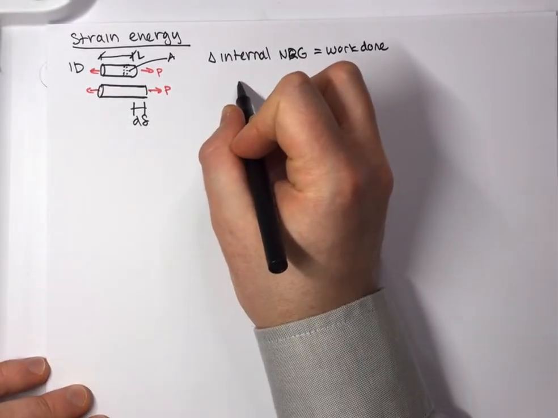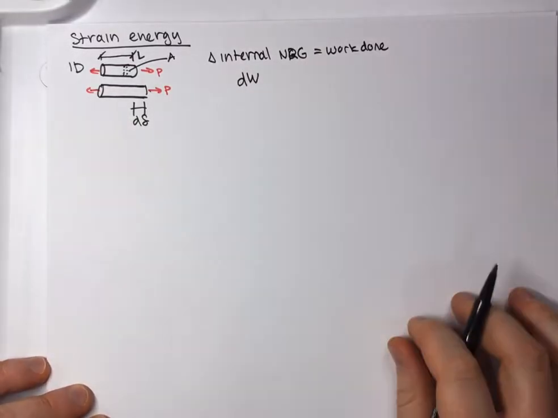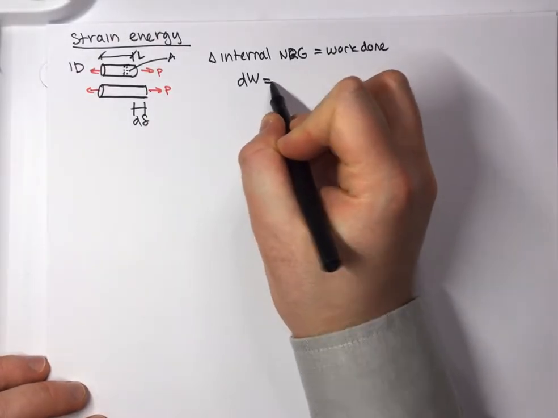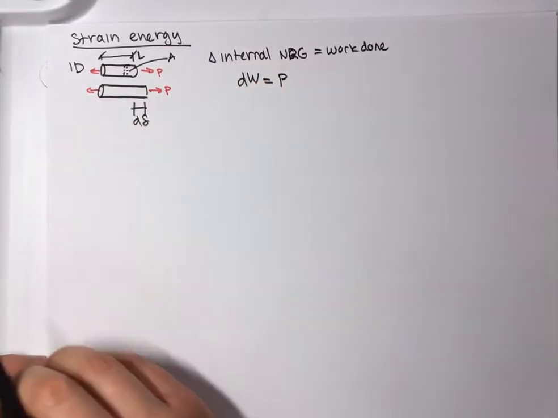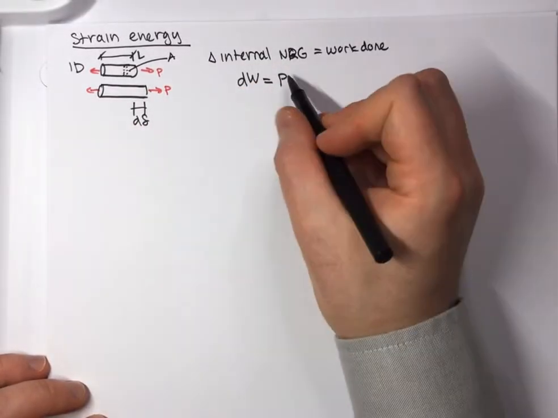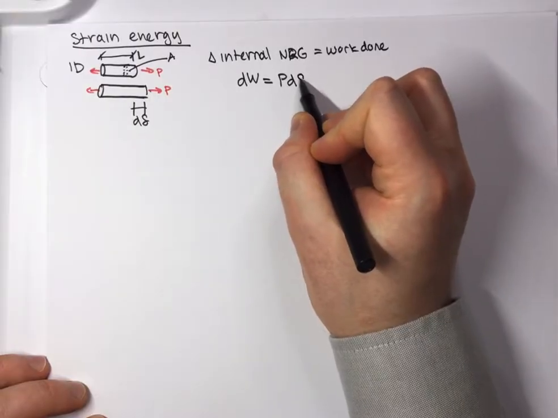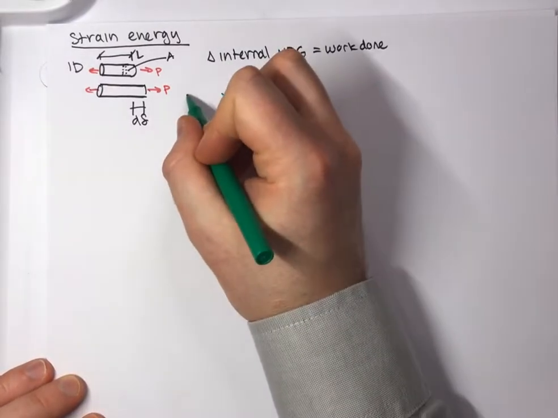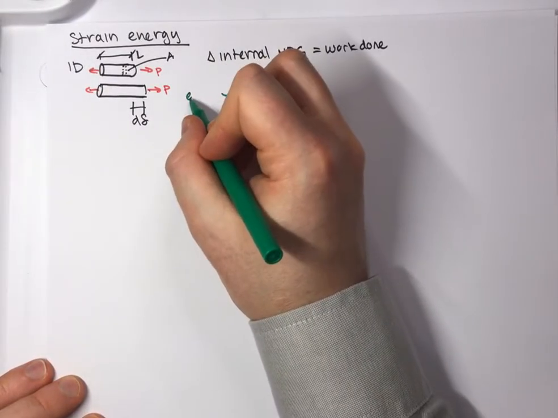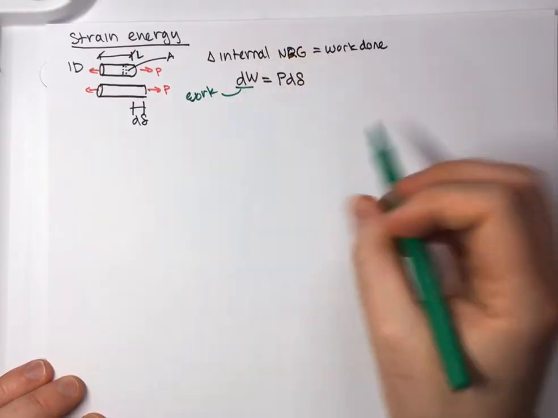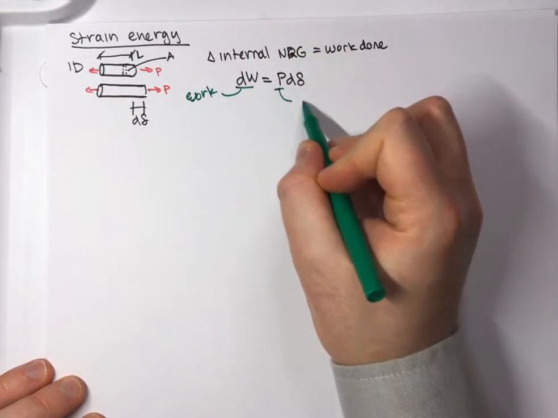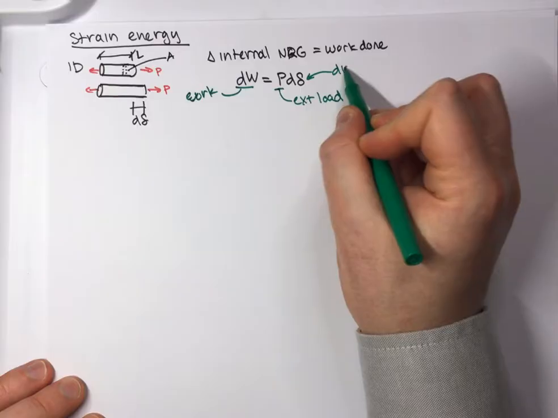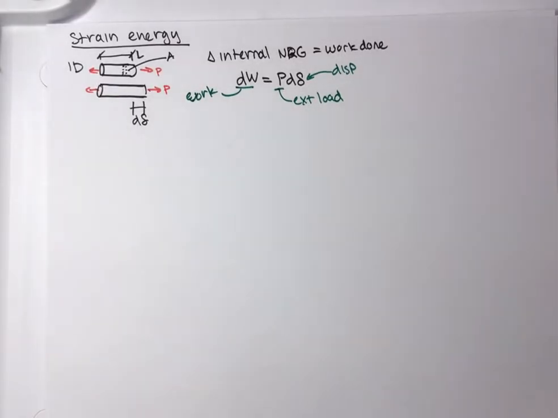And so what that's going to look like in our case is we'll have some amount, so that's going to be dW, some increment of work. And we're going to have that equal to P, which is the load that's applied, times our displacement, which would be, in this case, d delta. So just to go back here, this would be our increment of work. This is going to be our external load. And this is going to be our displacement. So that all works out.